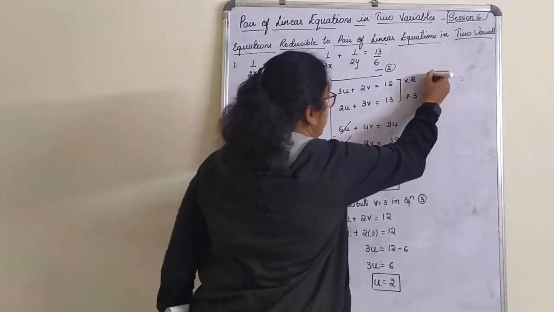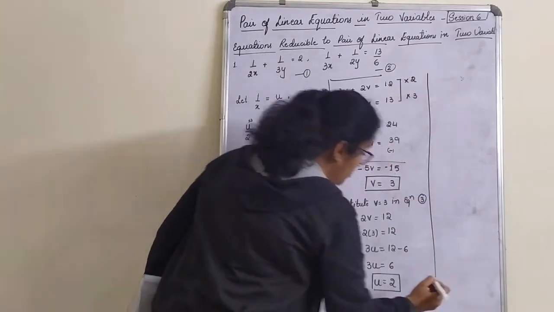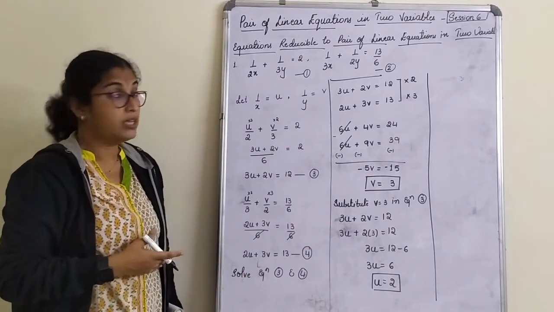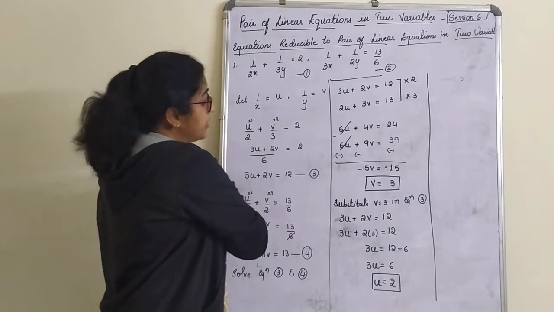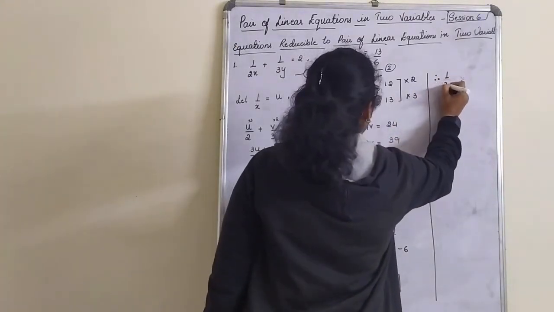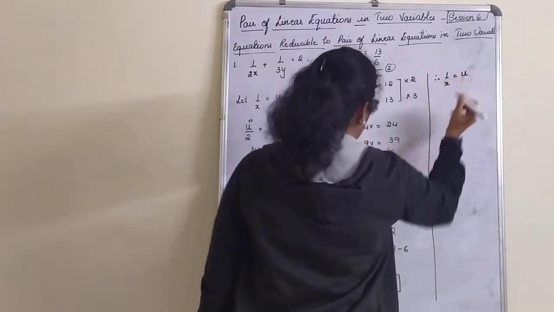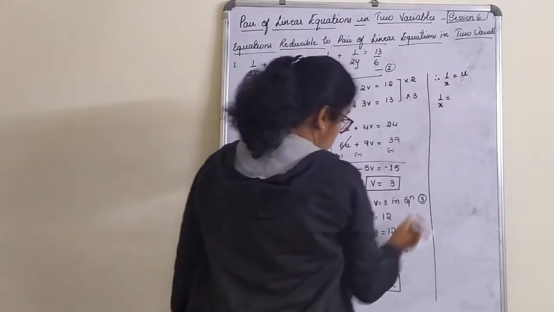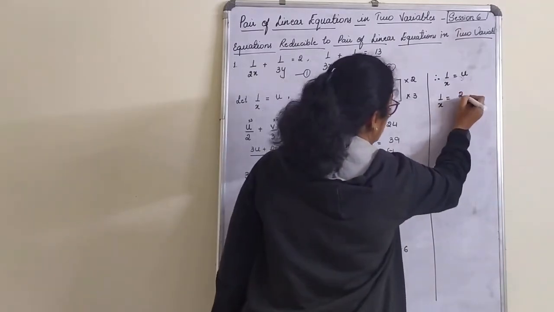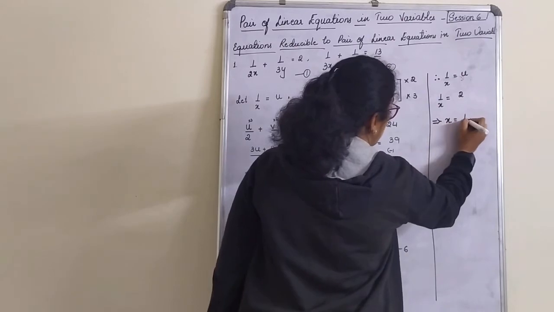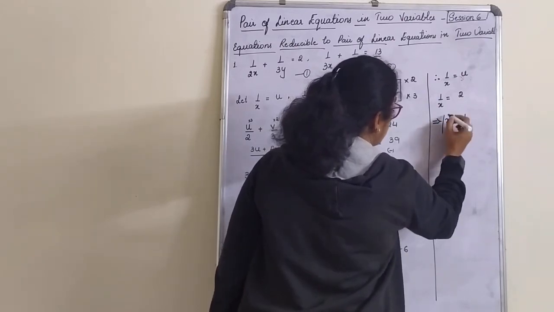We found out the value. The sum still continues, children. We found out the values of u and v now. Now, we had taken something here. Therefore, 1 upon x is equal to u. So, keep that x as it is. 1 upon x is equal to u, and the u value is 2. This implies, taking the reciprocal, x is equal to 1 by 2.